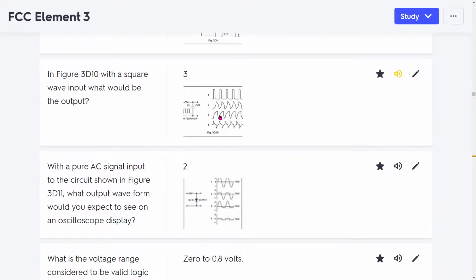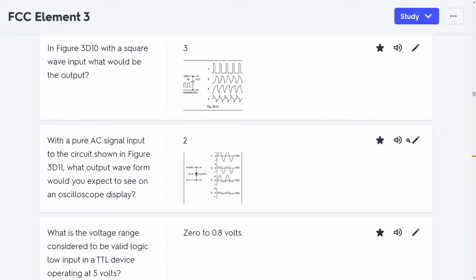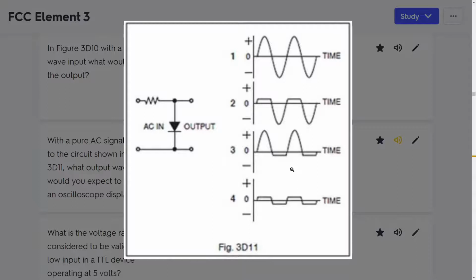In Figure 3D10 with a square wave input, what would be the output? 3. With a pure AC signal input to the circuit shown in Figure 3D11, what output waveform would you expect to see on an oscilloscope display? 2.